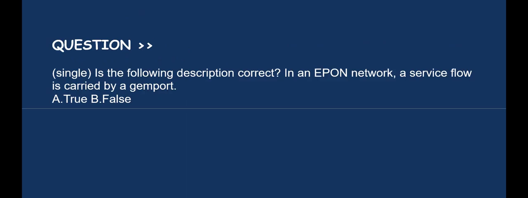Next one. Is the following description correct? In the EPON network, a service flow is carried out by the GEM port. Option A true, option B false. The correct answer is option B.